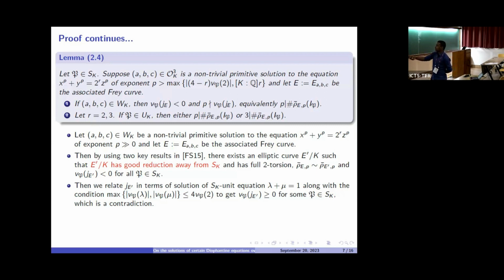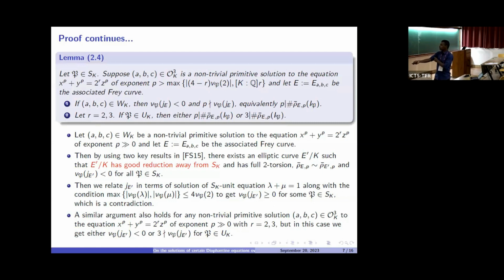So this elliptic curve E prime has full two torsion. Then we can express this j-invariant j_E prime in terms of a solution of the S_K unit equation. Basically we write the j-invariant in terms of a solution of this S_K unit equation, and now we use the condition that it has good reduction away from S_K. We utilize this condition on lambda, mu to get that valuation P of j prime is greater than or equal to 0 for some prime P belonging to S_K. This is how we get a contradiction, because here we proved that valuation P of j is less than 0 for all primes P belonging to S_K, but here we got that for some prime P belonging to S_K, valuation P of j prime is greater than or equal to 0.